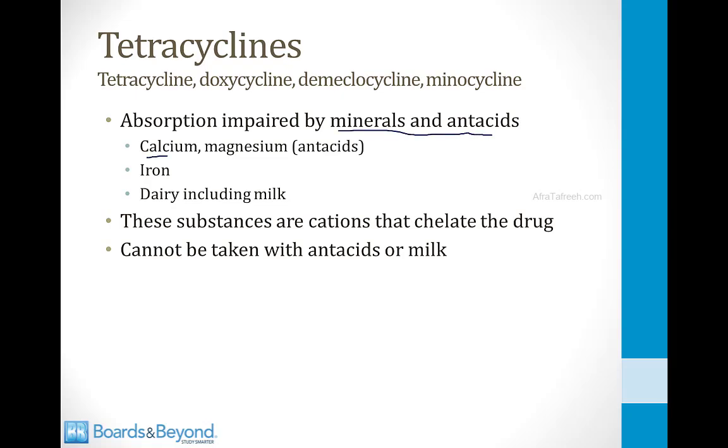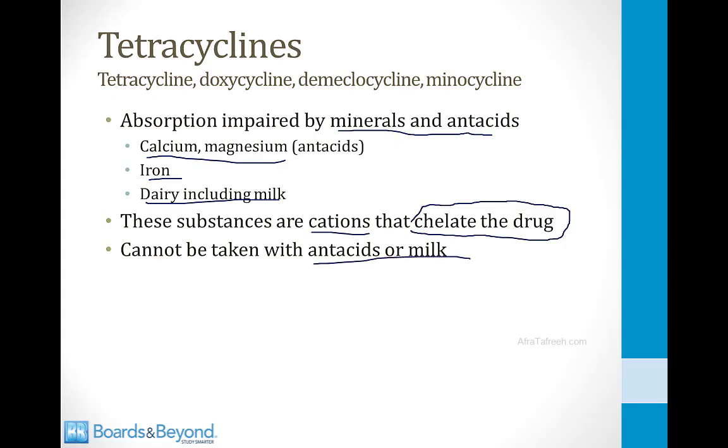So if you take calcium or magnesium as antacids, or if you take iron or drink lots of milk, it will impair absorption of tetracycline antibiotics. And the reason is because these substances are cations and they chelate the drug and prevent it from being absorbed. So you're not supposed to take these antibiotics with antacids or milk for this reason.